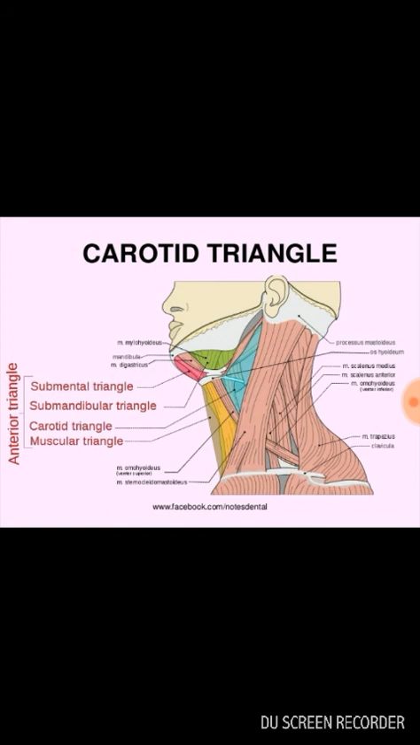The nerves present within the submandibular triangle are cranial nerves 9, 10, and 12, as well as the mylohyoid nerve. The mylohyoid nerve lies in the anterior part of the triangle, while posteriorly lie the external carotid, as well as cranial nerves 9, 10, and 12.